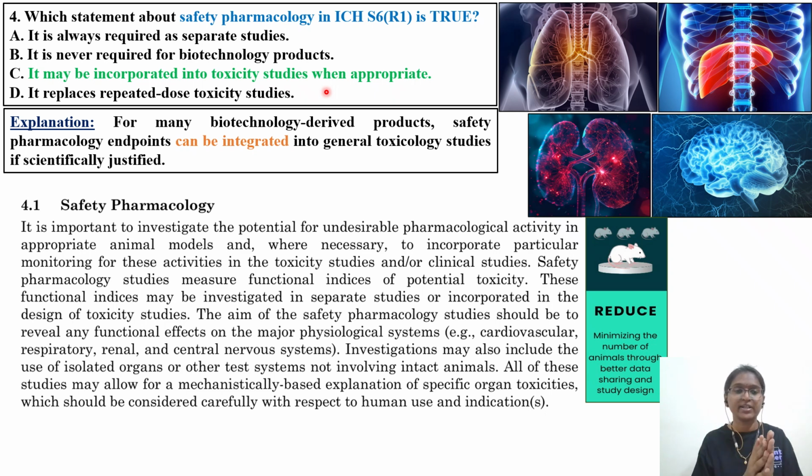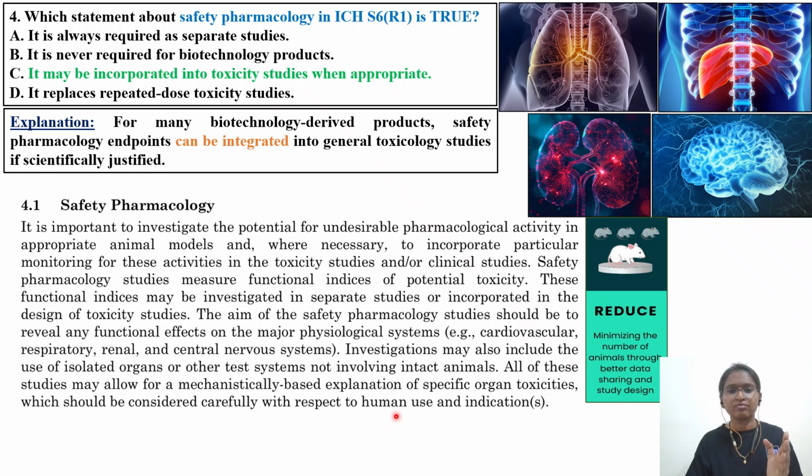So let's see what the guideline says. For many biotechnology-derived products, safety pharmacology endpoints can be integrated into general toxicology studies if scientifically justified. So we also have to give the rationale for why we are adding one more parameter to this same repeat dose toxicology study. Okay, the aim of a safety pharmacology study should be to reveal any functional effects on the major organ systems. This we already know.